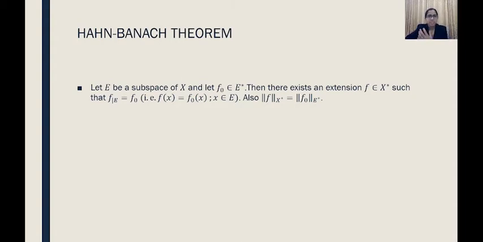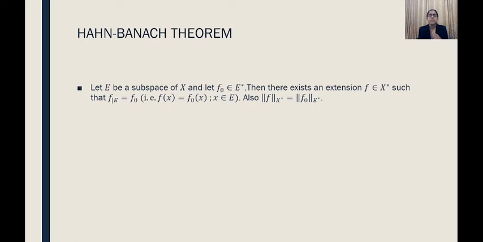If we have a subspace of a given space and we define a linear functional on that subspace, then we can always find a linear functional on the given space X such that f and f dot will be equal on the subspace E. That is, f restricted to E will be equal to f dot. There is one more point: the norms will also be the same. That is, the norm of f in X star is the same as the norm of f dot in E star. Their corresponding norms will also be the same.